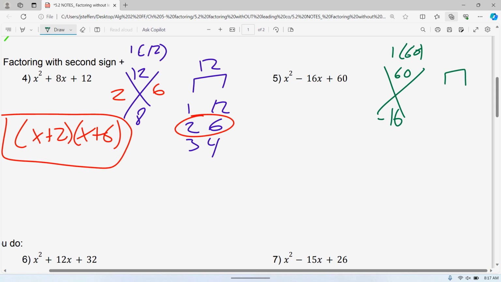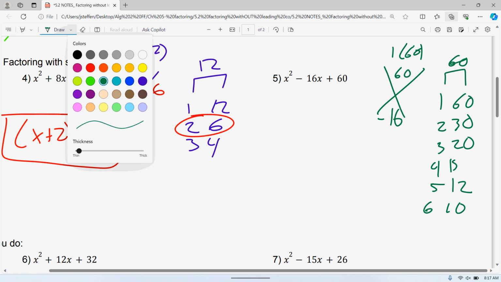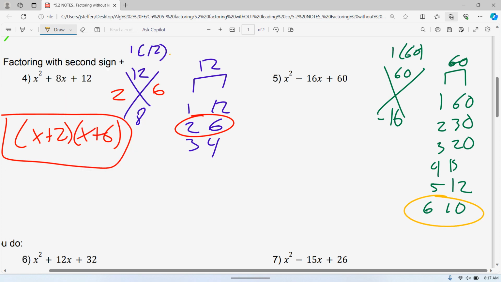So my factors of 60, we did this the other day, takes a little bit of time, but it's 1 and 60, 2 and 30, 3 and 20, 4 and 15, whoops, 5 and 12, 6 and 10, 7 doesn't work, 8 doesn't work, 9 doesn't work, let's go back to 10. So which of these add up to be negative 16? We're close. 6 and 10 add up to positive 16, but we want them to be negative 16.